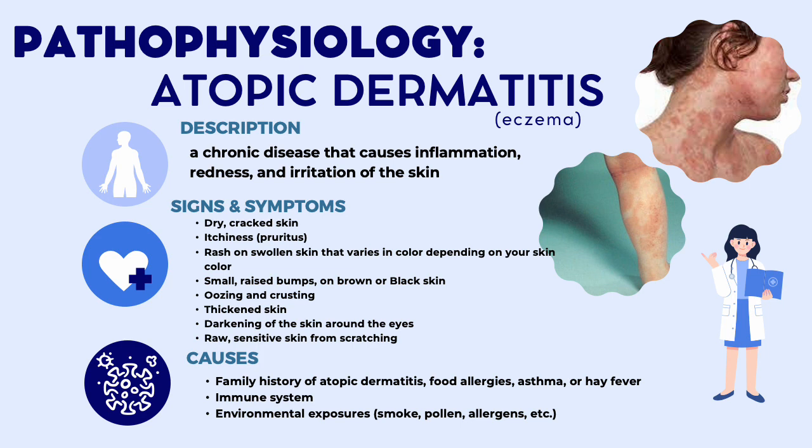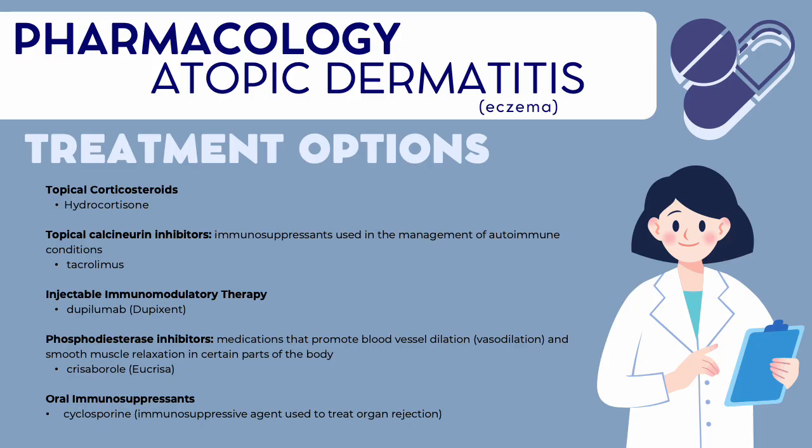And the causation of this is usually from a family history of atopic dermatitis, food allergies, asthma, or hay fever, a weakened immune system, environmental exposure such as smoke, pollen, and allergens can all cause atopic dermatitis. The pharmacological treatment options for atopic dermatitis include topical corticosteroids such as hydrocortisone, topical calcineurin inhibitors, and these are immunosuppressants used in the management of autoimmune conditions. Commonly, the medication that's going to be prescribed in this manner is going to be tacrolimus.